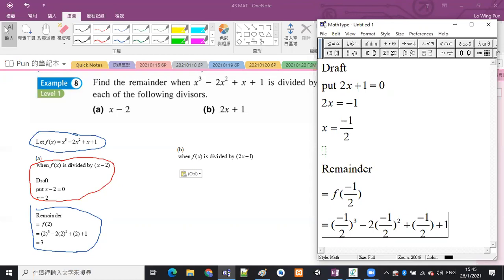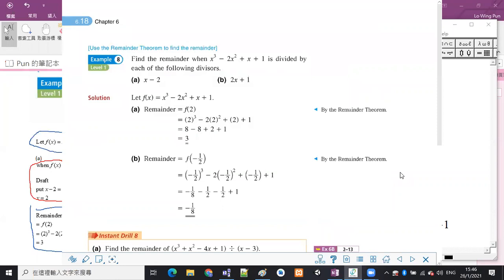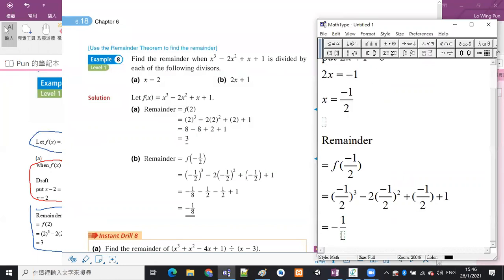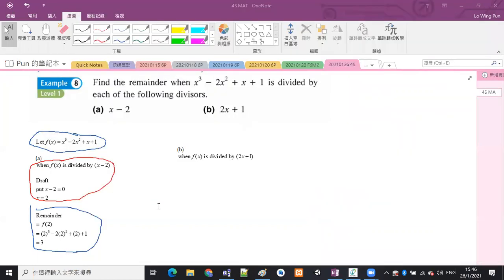Okay, and then you just use the calculator and you can find the answer. And that should be equal to, yes, -1 over 8. And that is the answer for part B.